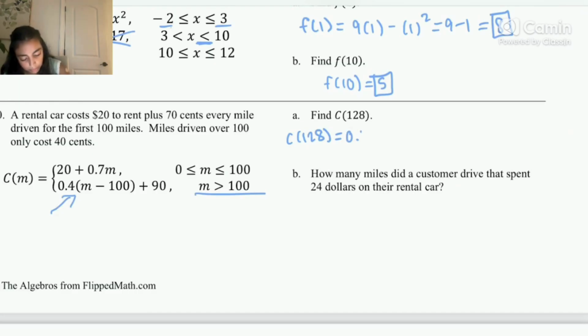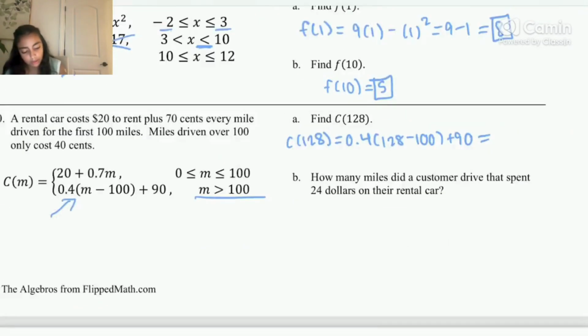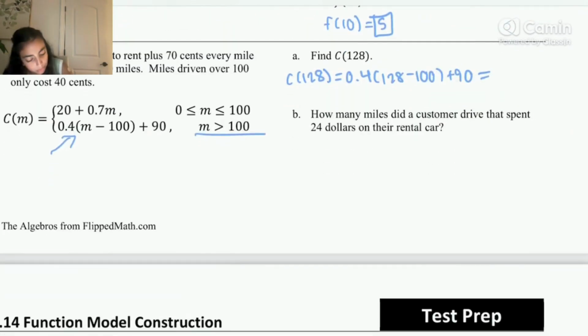So I'm going to put 0.4 times 128 minus 100, plus 90. And this one's actually calculator active, so you can just put that in your calculator and it'll spit out 101.2. And that'll be your answer for that one.